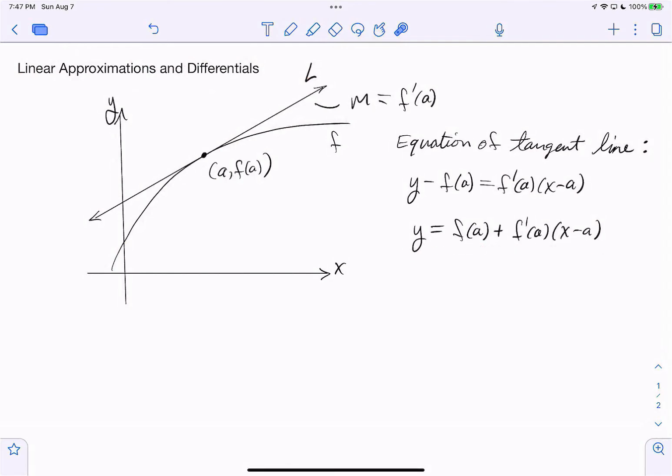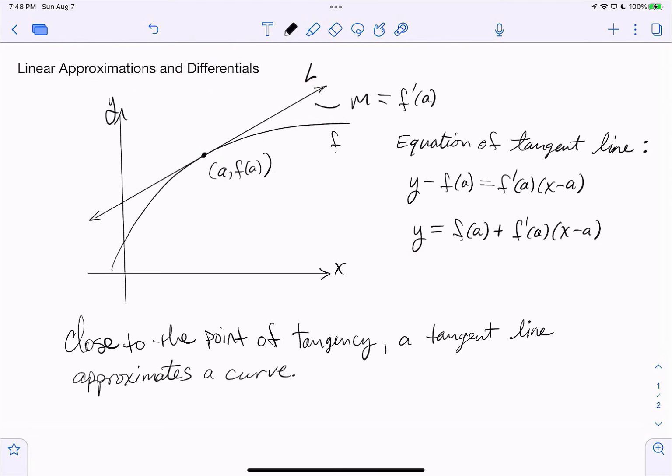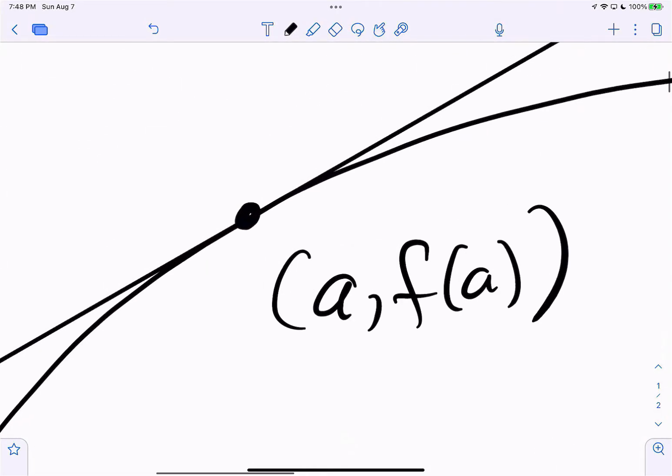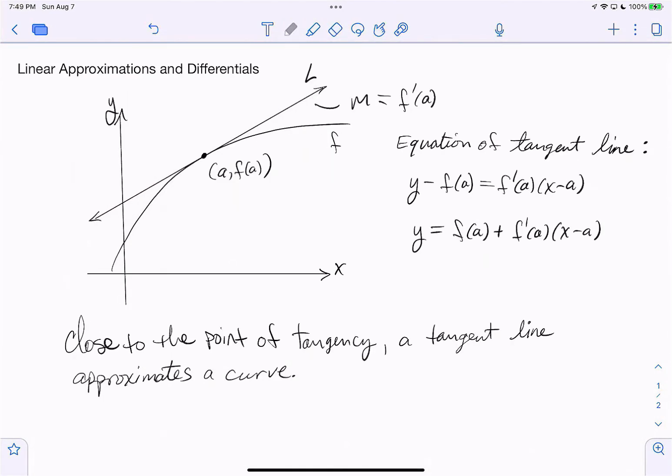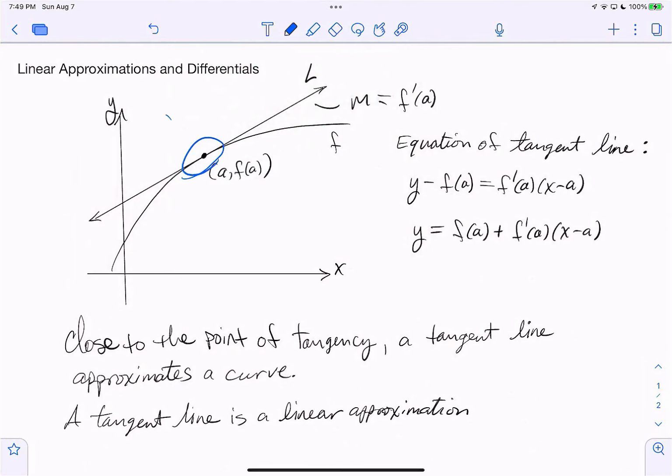Now, here's the thing about a tangent line. Close to the point of tangency, the tangent line approximates the curve. That is to say, if we were to zoom in enough, then it would be difficult to see the difference between the tangent line and the curve. And in fact, if we zoomed in so close, we wouldn't see a difference at all. That means that a tangent line is what we call a linear approximation. And the idea here is that when we're really close, f is approximately the tangent line.